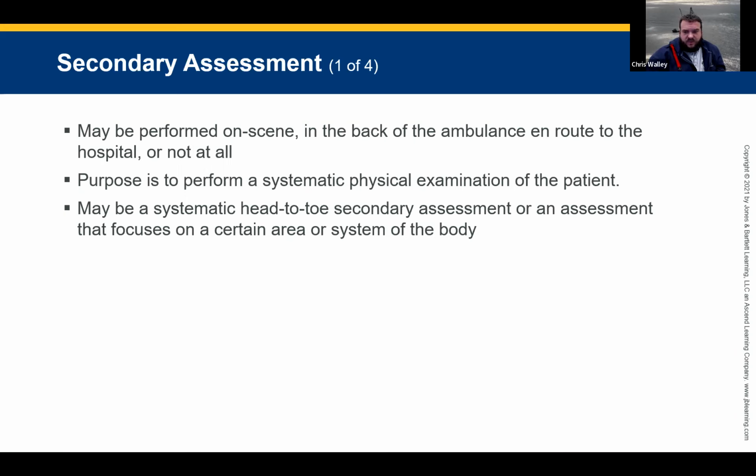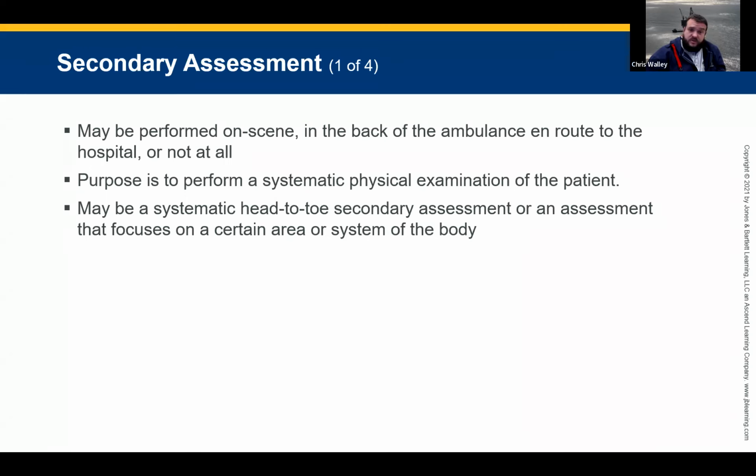The purpose is to perform a systematic physical examination of the patient. An assessment that focuses on a certain area or system of the body, often determined through the chief complaint, which is your focused assessment.